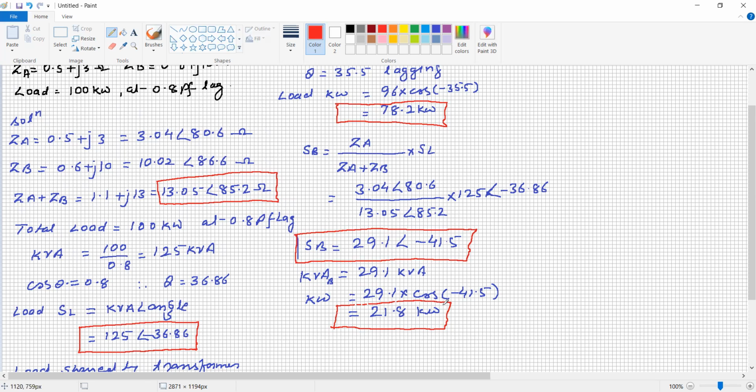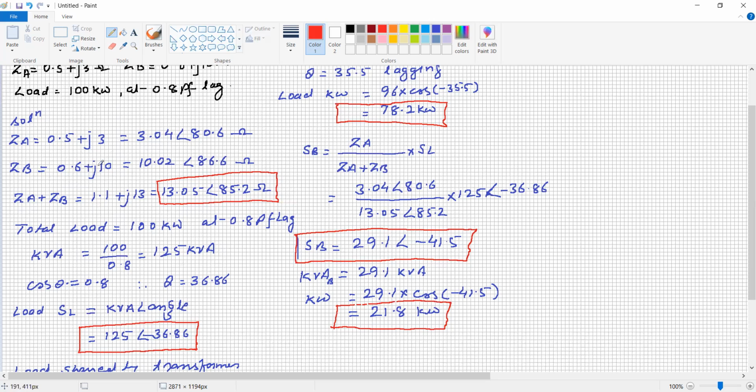Now see what is the impedance of transformer B. Transformer B is 0.6 plus J10, and transformer A is 0.5 plus J3. It is quite clear, as we proved in the last derivation, that the transformer whose impedance is higher will share less load.